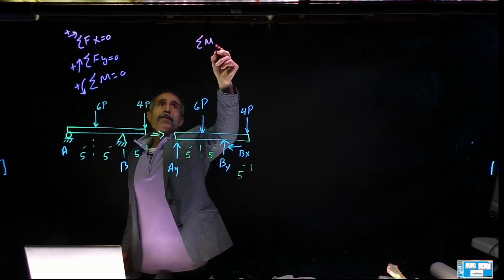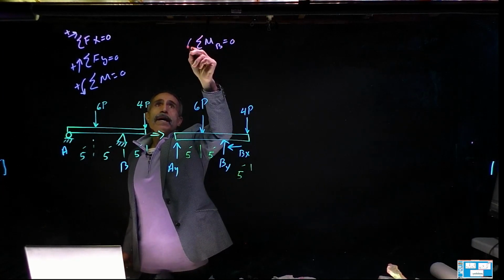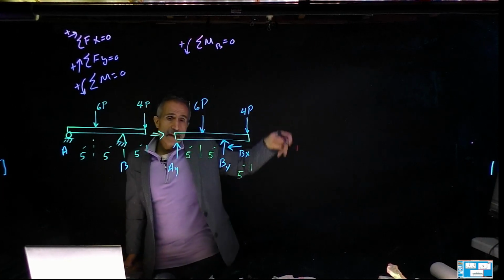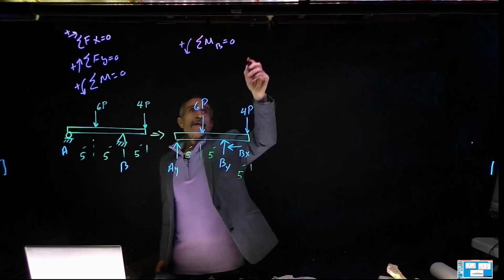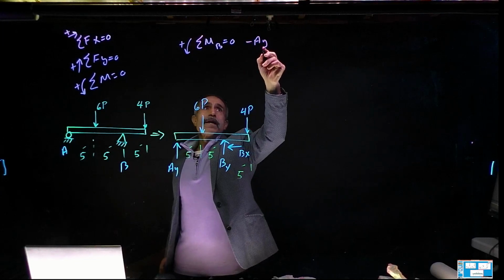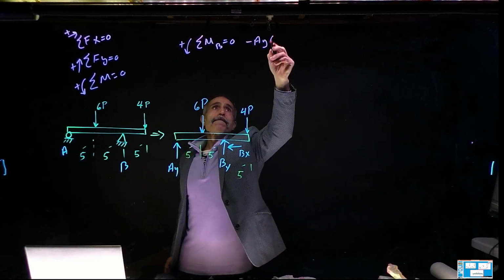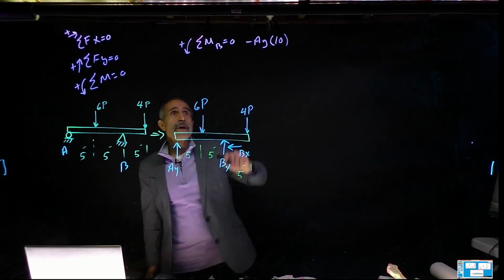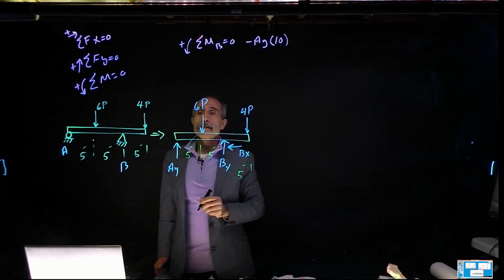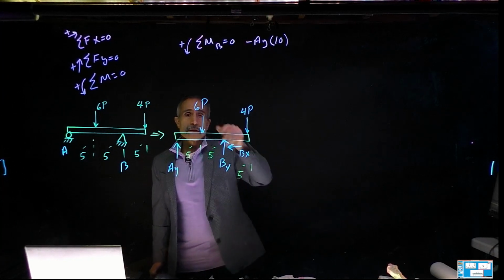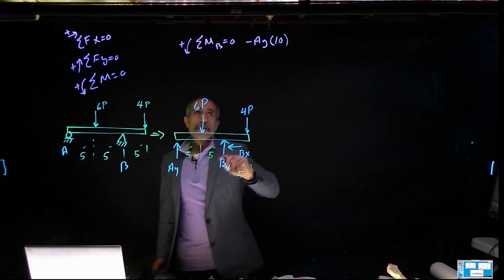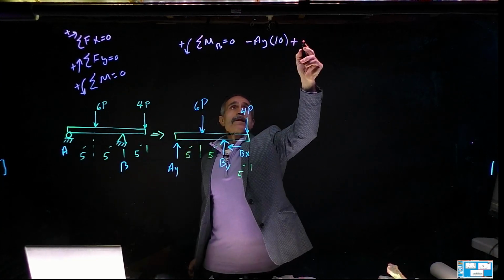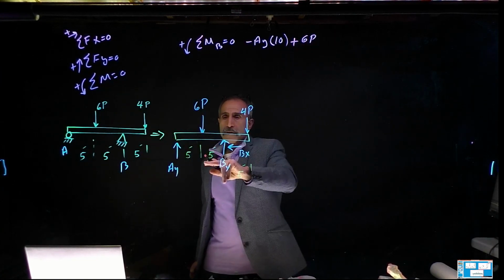Summation of moment about point B is equal to 0. Again, same sign convention: going counterclockwise is positive. And A is going to be basically clockwise, so it's going to be minus AY, and the distance to B is going to be 10. Then we have 6P, which is going to go counterclockwise, so it's going to be positive, plus 6P times the distance, which is 5 feet.